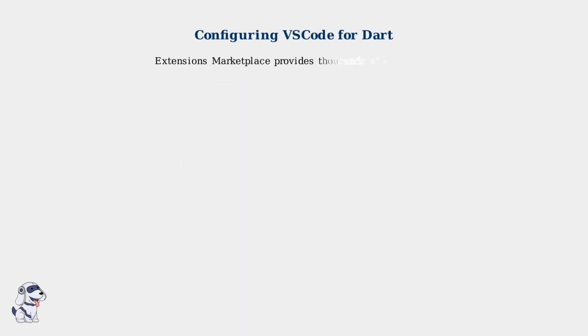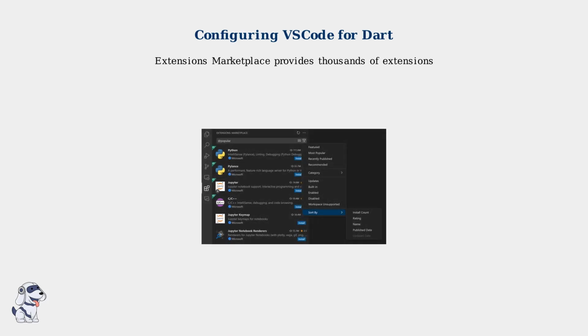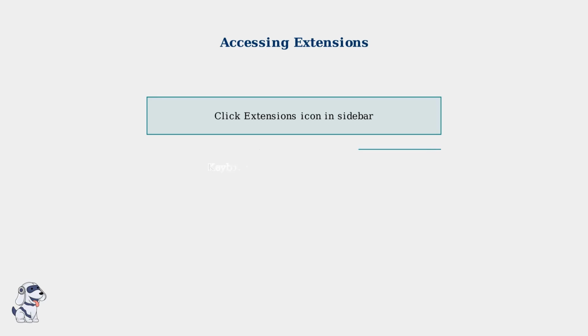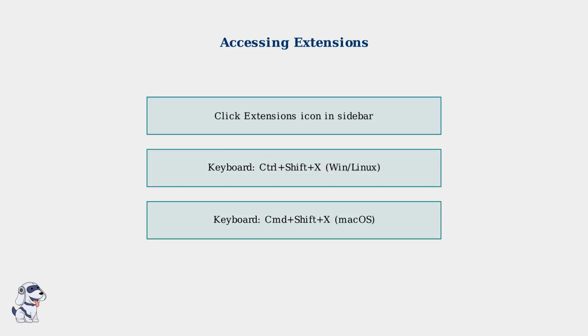Once VS Code is installed and running, you need to configure it for Dart development. The key is installing the Dart extension, which provides all the essential features for working with Dart code. To access the Extensions Marketplace, click on the Extensions icon in the left sidebar, or use the keyboard shortcut Ctrl-Shift-X on Windows and Linux, or Command-Shift-X on macOS.